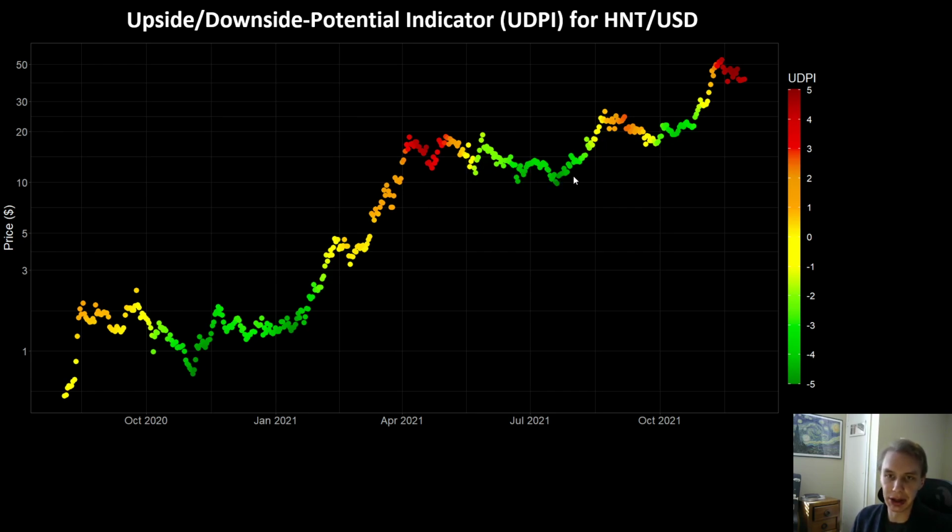And one of the things that might possibly underlie this a little bit is that HNT differentiates itself from other altcoins in that there's a very concrete, real world use case for this token. So Helium, if you're not familiar, is a decentralized wireless network. Basically, that is what the token powers.